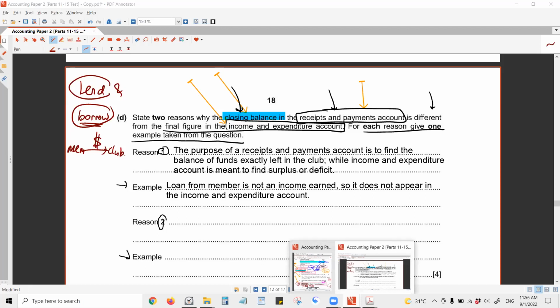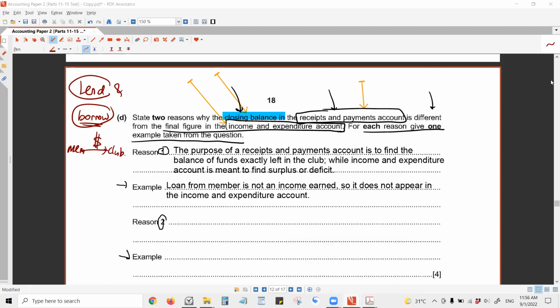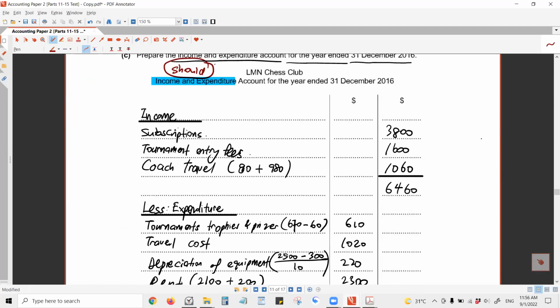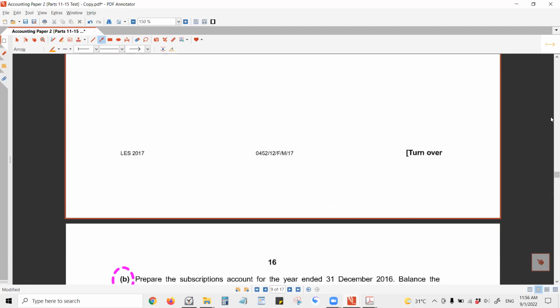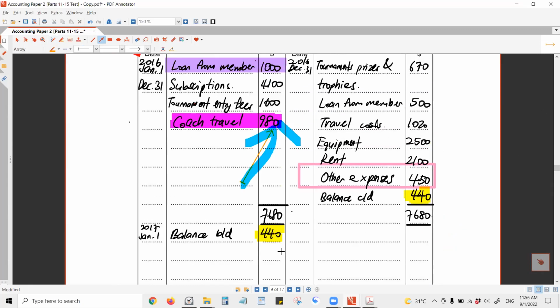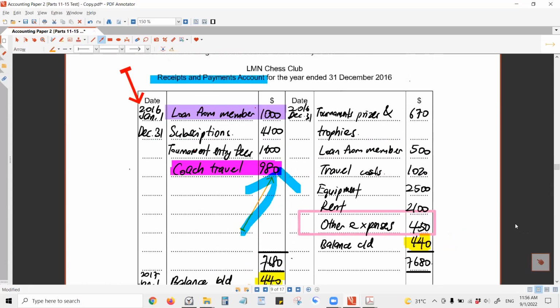Next, we can look at depreciation. You agree or not? Depreciation is one of the things that makes this last figure different from the receipt and payments balance of 440. When you calculate depreciation, you are not receiving money or making payment of money at all. That's why depreciation does not appear in here.